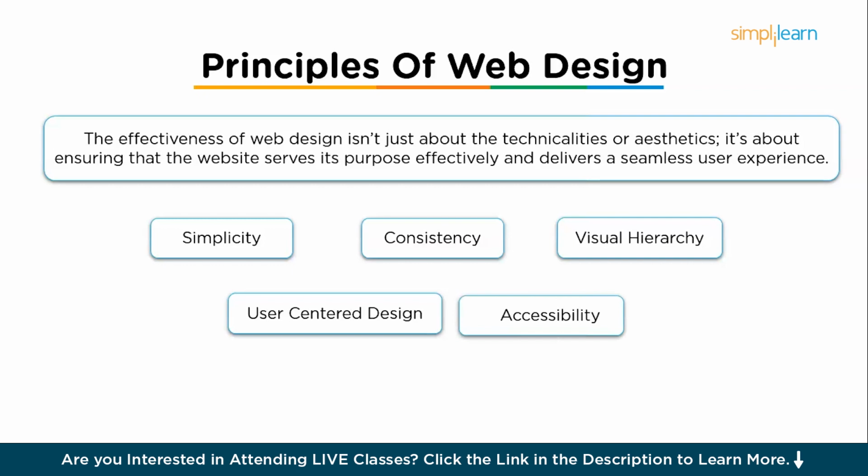So the fifth one is accessibility. Accessibility ensures that websites are usable by people with disabilities. This includes designing for users who may rely on screen readers or keyboard navigation.